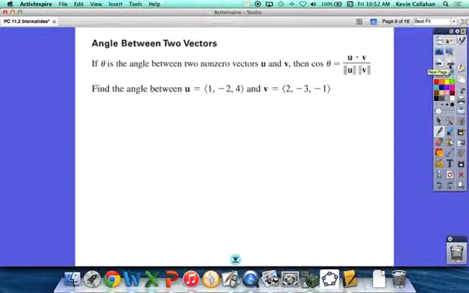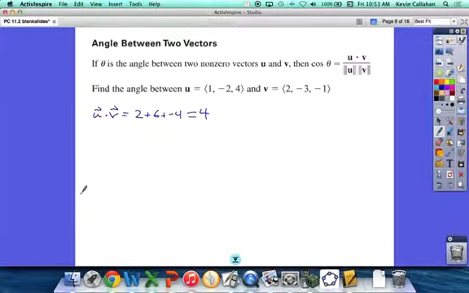Okay, the angle between 2 vectors, same formula, right? Same formula. But now the dot product and magnitude, we know how to do them. They work the same. The formula is the same. So let's do the dot product first. U dotted with V in this case is 1 times 2 plus negative 2 times negative 3 plus 4 times negative 1, which is 4.